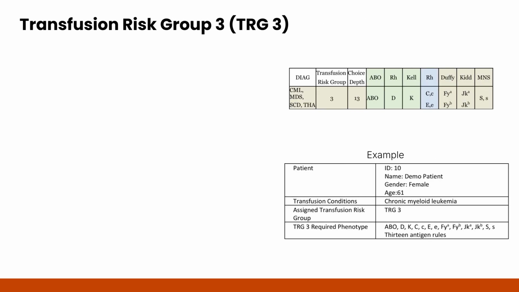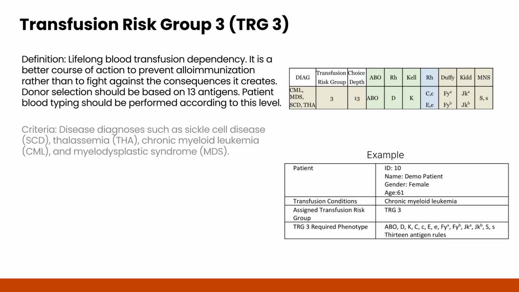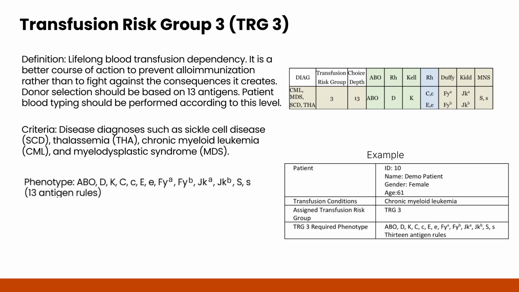Transfusion risk group 3. Group definition: lifelong blood transfusion dependency. It is a better course of action to prevent alloimmunization rather than to fight against the consequences it creates. For TRG3, donor selection should be based on 13 antigens, and patient blood typing should be performed according to this level. The criteria for TRG3 is patients with disease diagnoses such as sickle cell disease, thalassemia, chronic myeloid leukemia, and myelodysplastic syndrome. Phenotype: patient-donor matching is based on 13 antigen rules. Antibody: none found.